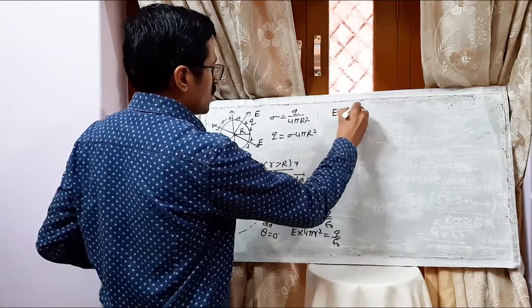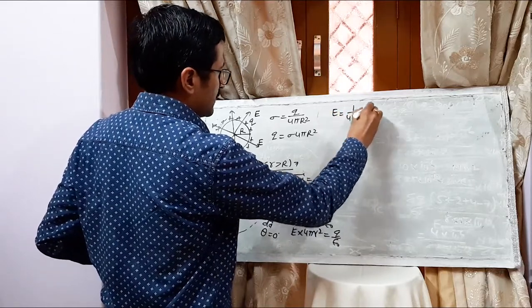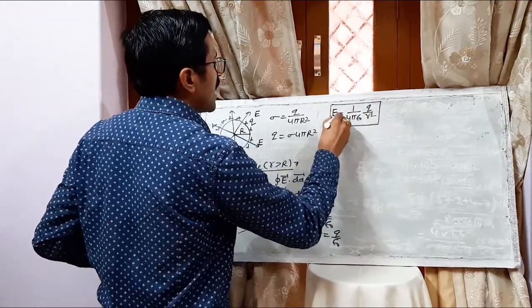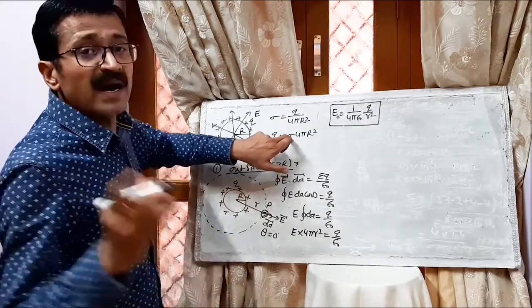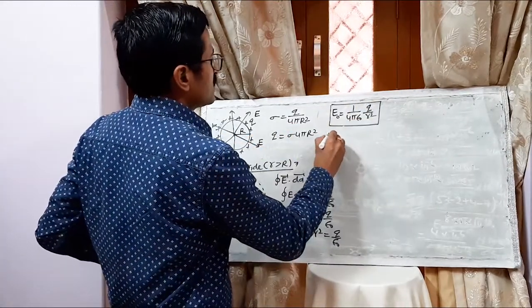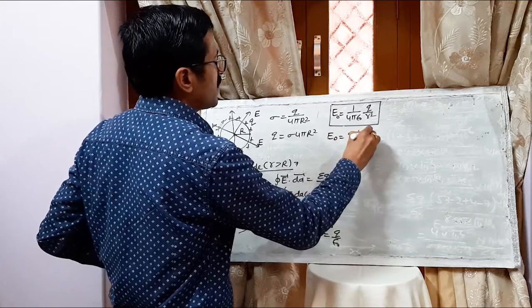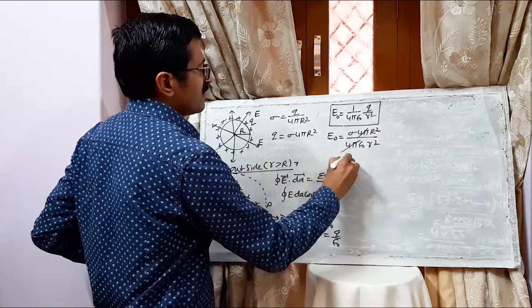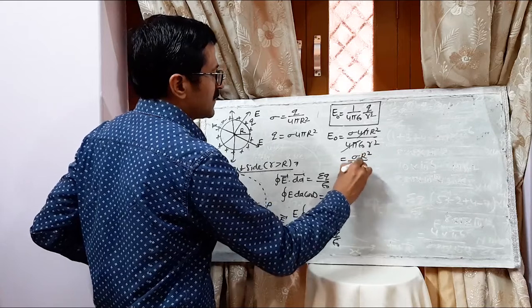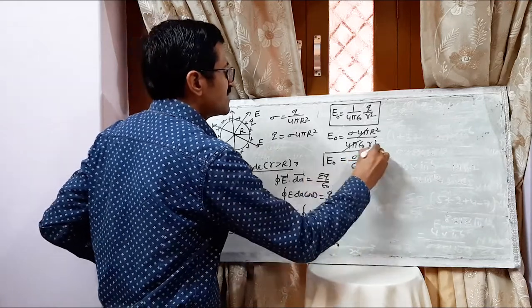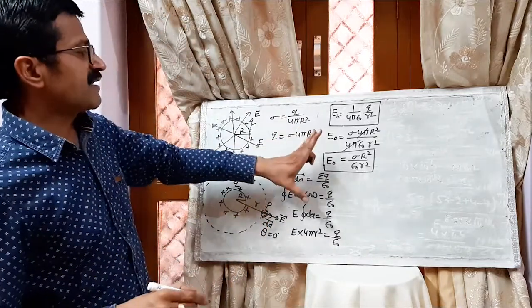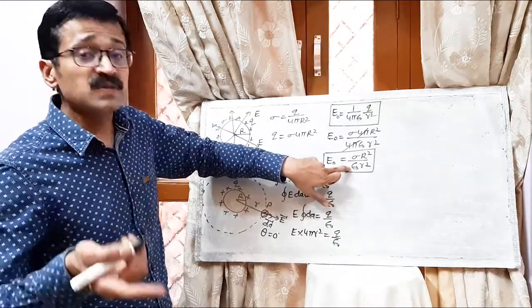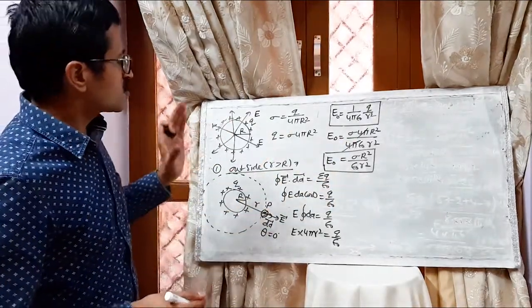Then E will be equal to 1 upon 4 pi epsilon naught q upon r square. This is electric field intensity outside. Now, in terms of sigma, it can be represented. You can put the value of Q in terms of sigma. That will be sigma into 4 pi capital R square upon 4 pi epsilon naught small r square. It will get cancelled. Then sigma capital R square upon epsilon naught small r square. This is for vacuum, epsilon naught is there. This is electric field intensity outside. In the case of a medium, you can write epsilon, or epsilon naught epsilon r, the dielectric constant. So this is outside.